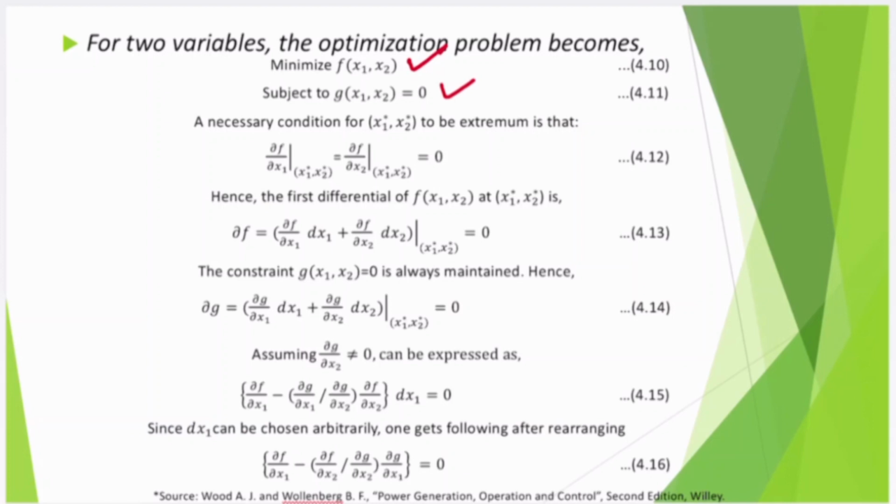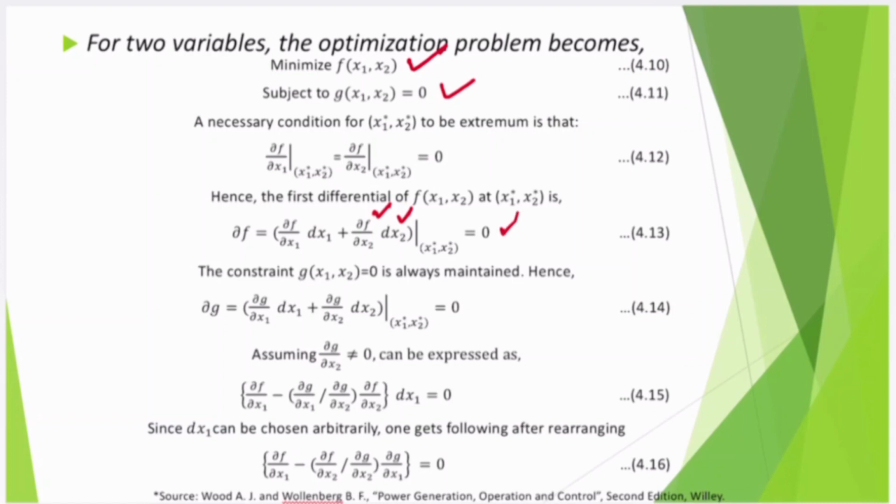Now what you do? Simply differentiate: dou f upon dou x1 and similarly dou f upon dou x2. There are two variables. If there are n variables, you have to differentiate n times, but for two variables, you have to differentiate 2 times. After differentiation, you set it equal to 0. The first differentiation, once you get it, is df, that is dou f upon dou x1 into dx1 plus dou f upon dou x2 into dx2, which is equal to 0.